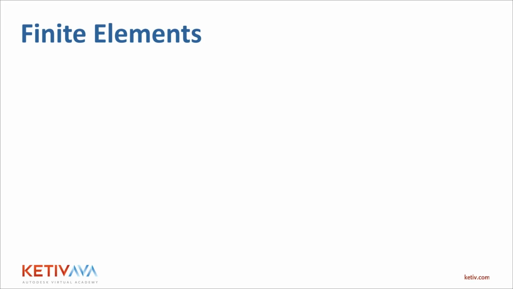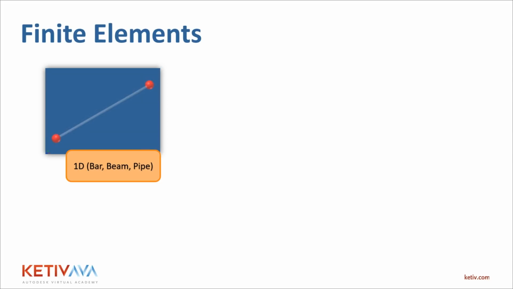Now let's look at the different types of finite elements that we have in Nastran In-CAD. Now the simplest element is a line made of 2 nodes. It's called a 1D element. There are 3 types of line elements supported by Nastran In-CAD: bars, beams, and pipes. And you can also have an axial preload on these elements.